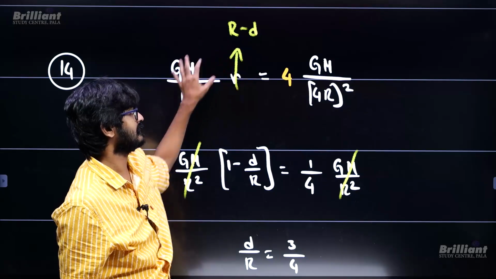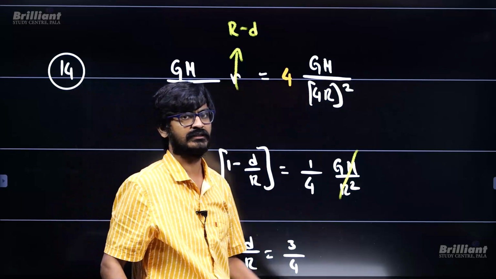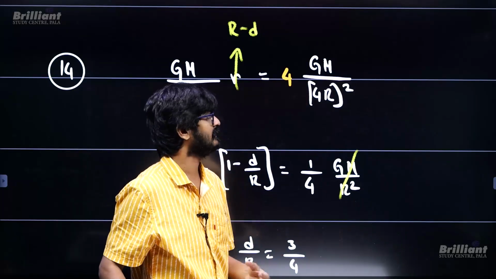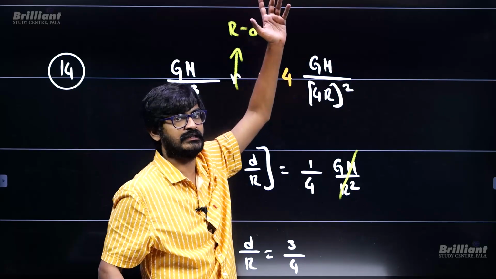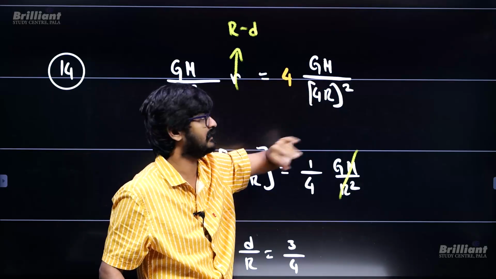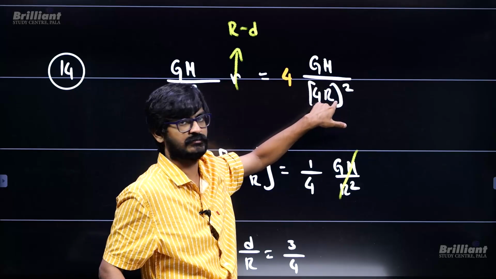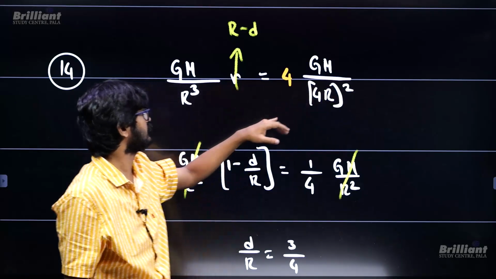Now inside it is like this, but outside it's much easier. You can replace with a point mass, right? So 4 times of g at a height 3R from the surface. 3R from the surface is 4R from the center. So GM by (4R) whole square from the center. So I need to solve it.